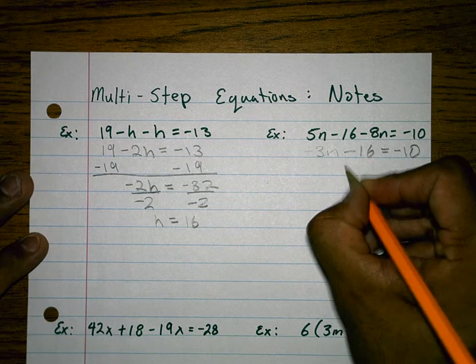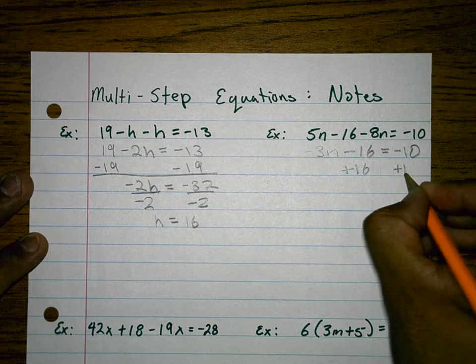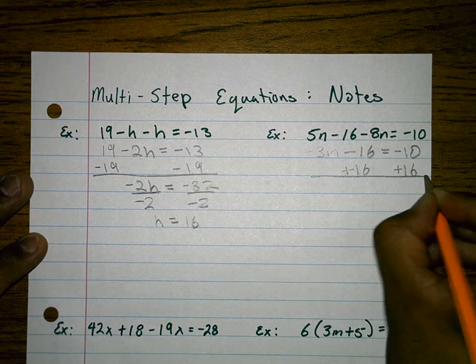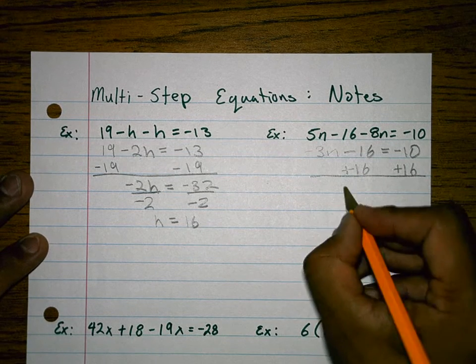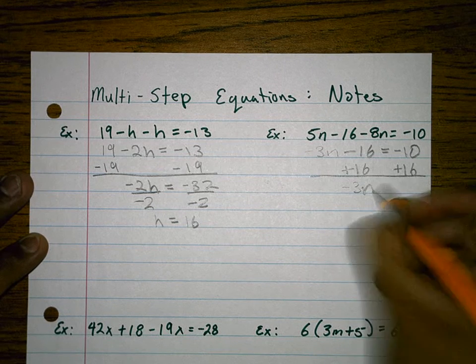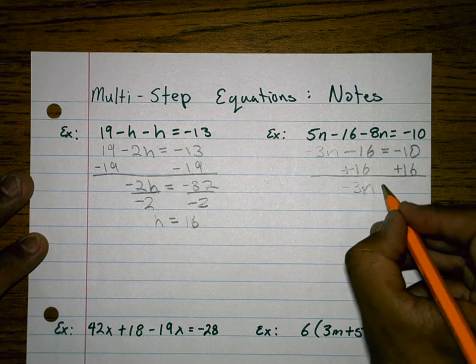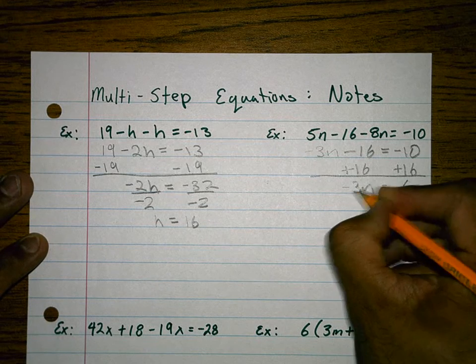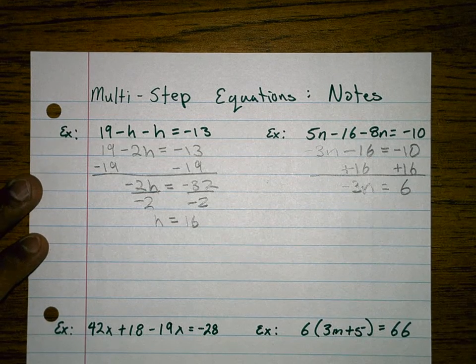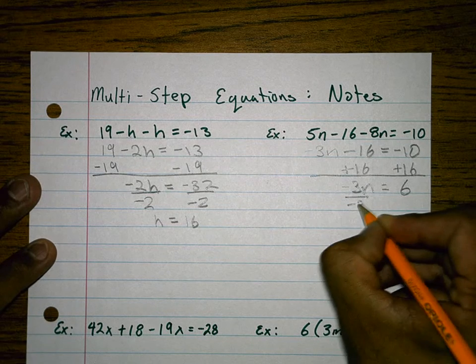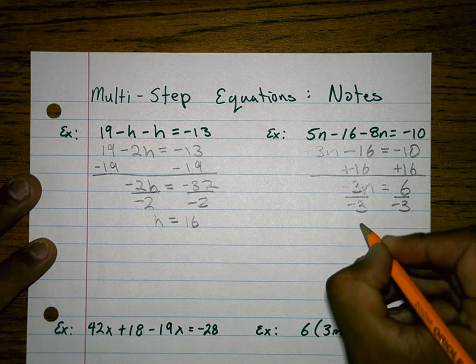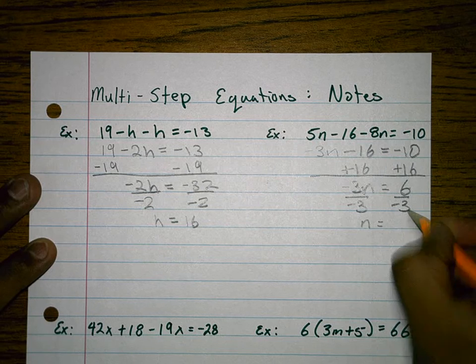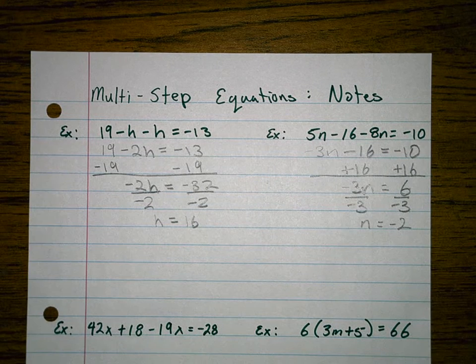Now I'm going to go ahead and add 16 to both sides of the equation. And so bring down my negative 3n. All right. And then this equals positive 6, negative 10 and a positive 16. Okay. From there, I will go ahead and divide by negative 3. And a positive divided by a negative is a negative. That is a negative. Let's continue with that.